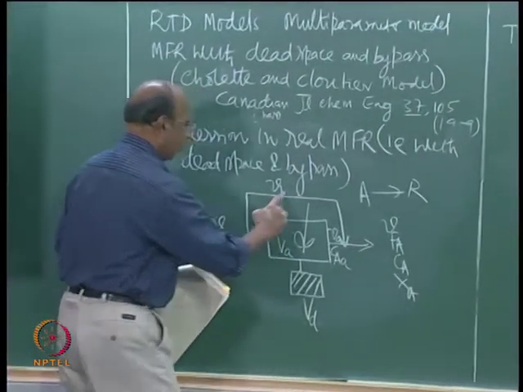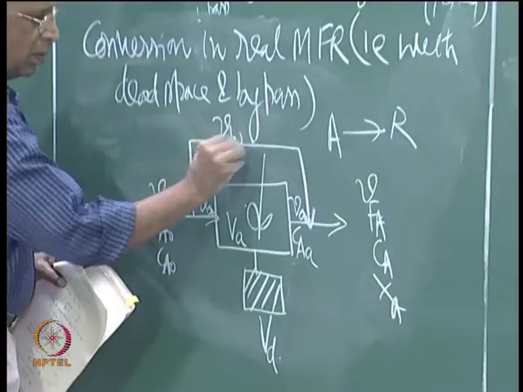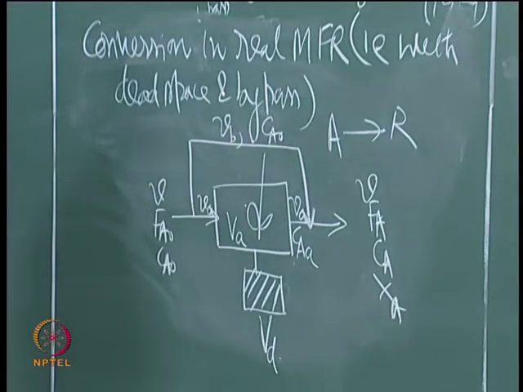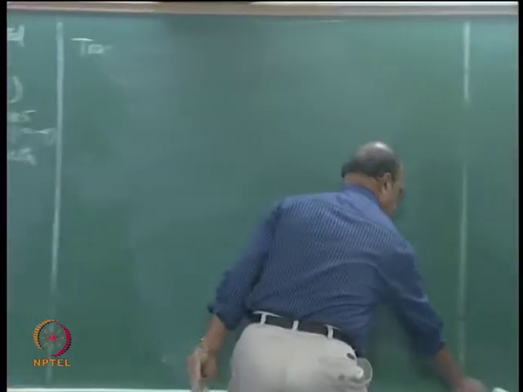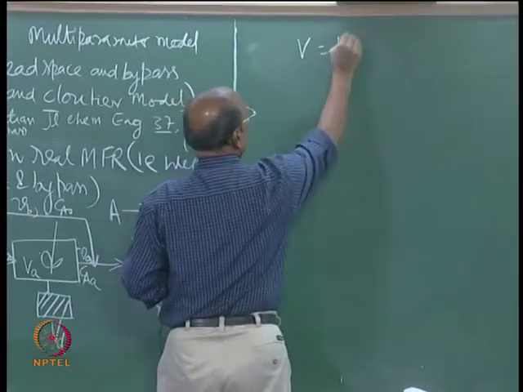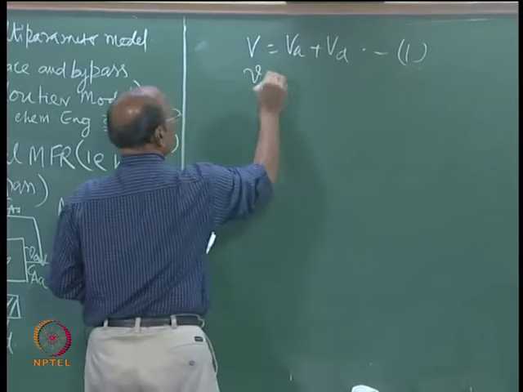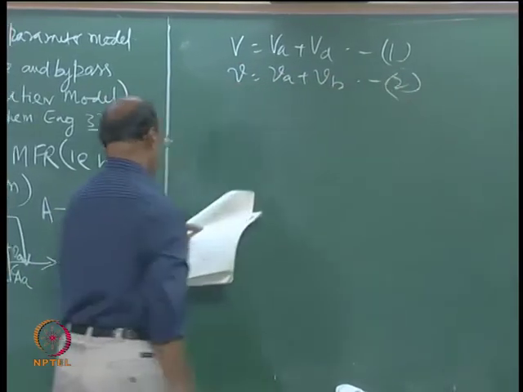So, here I have V B, and what is the concentration in this? C A naught. Okay, good. So, now, what is the procedure? First, anyway, we are going to list out the same. The first thing is capital V equal to V A plus V D. So, that is equation 1. Small v equal to V A plus V B. That is 2. Same thing.